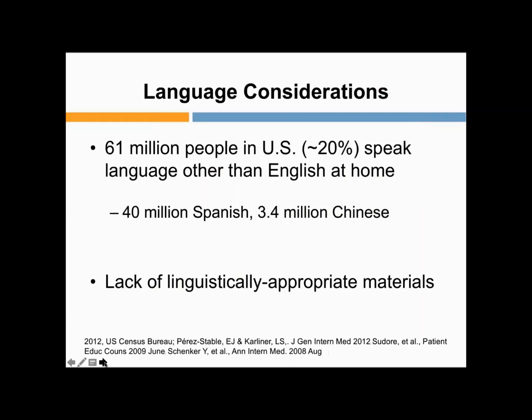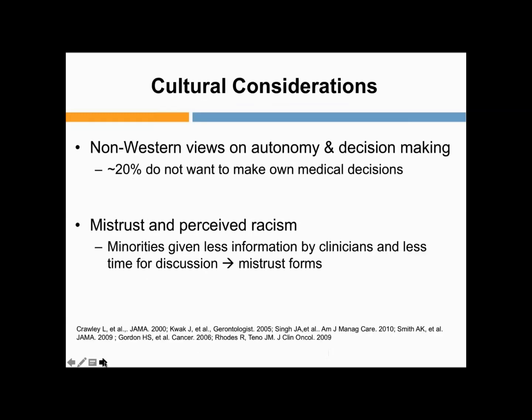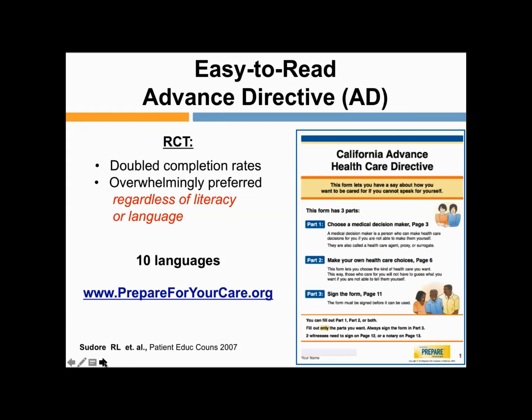I think there are also language considerations we should think about. 61 million people in the U.S., or about 20%, speak a language other than English at home, including 40 million Spanish speakers. And there has been a lack of linguistically appropriate materials. And there are cultural considerations. Many people in the U.S. have non-Western views on autonomy and decision-making. For example, in our study populations, we find that about 20% don't want to make their own medical decisions, and they want somebody else to do that for them. There also is a great deal of mistrust, and I would say this is perceived racism, experiential racism, and minorities are given less information by clinicians and less time for discussion, and many people mistrust forms. So we have to think about these things when we're thinking about advanced care planning.